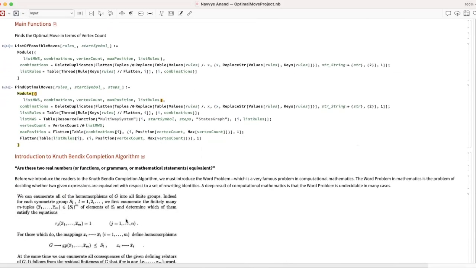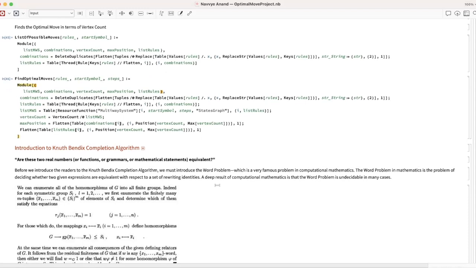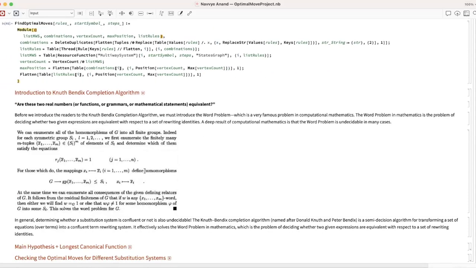Before we introduce the Knuth-Bendix completion algorithm, we must introduce the word problem, which is a very famous problem in computational mathematics. The word problem essentially asks, are these two real numbers or functions or grammars or mathematical statements equivalent? A very deep result in computational mathematics is that in many important cases, the word problem is undecidable. You cannot decide whether two given expressions are equivalent with respect to a set of rewriting rules. That is undecidable.